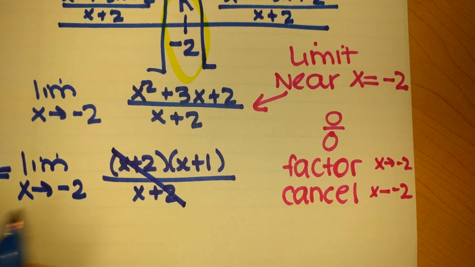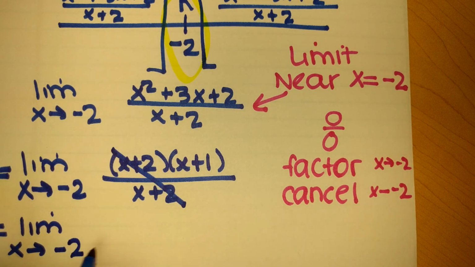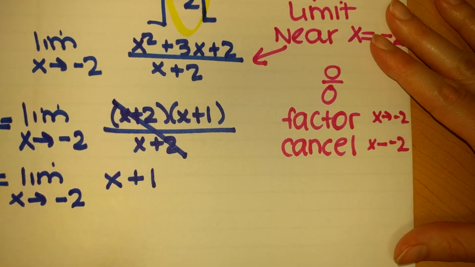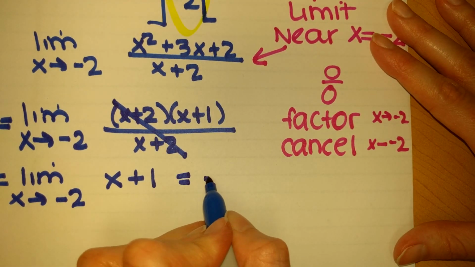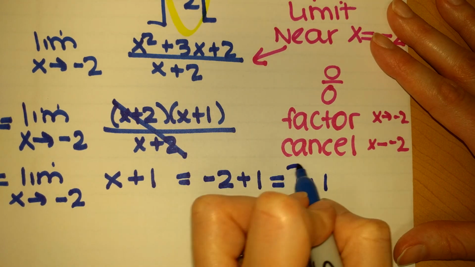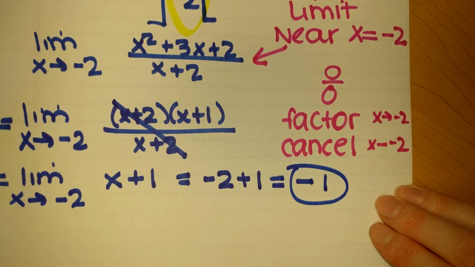We then see that the x plus 2's cancel, and we're left with the limit as x goes to -2 of x plus 1. Now, to find that limit, we will plug in -2, and we get -2 plus 1 is equal to -1. All right, so there's a lot of work going on here, so let's just summarize what we have found so far.